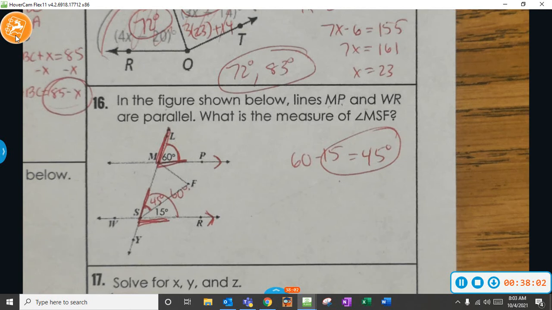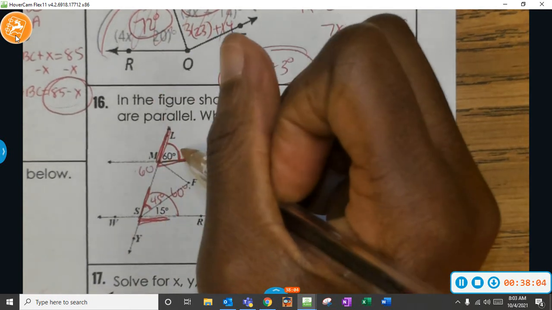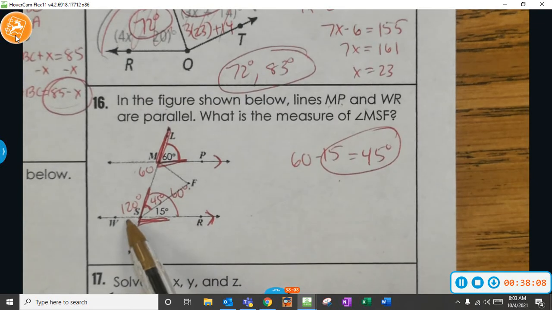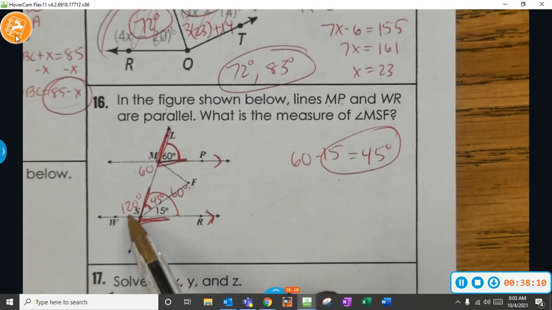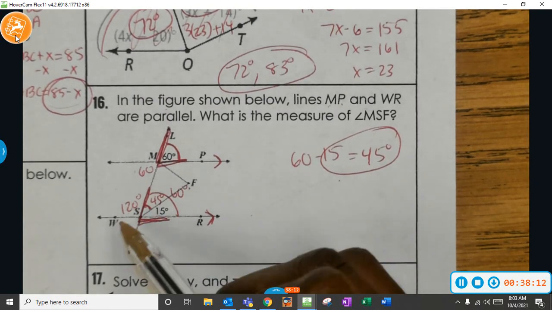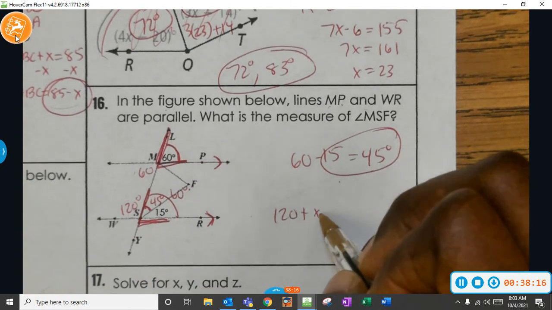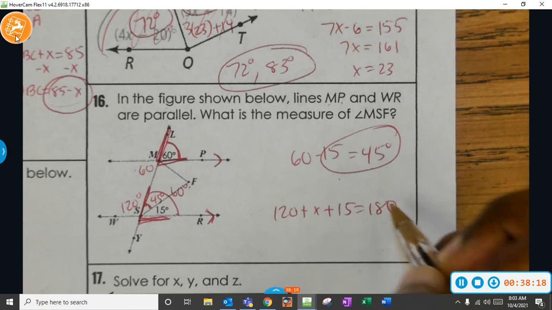Another way you could have gotten that was 60 here because they're vertical. This is 120 because it's same side interior with this, so it has to make 180. And then you can use all three of these to make 180. So we could do 120 plus x plus 15 equals 180 if you want to.